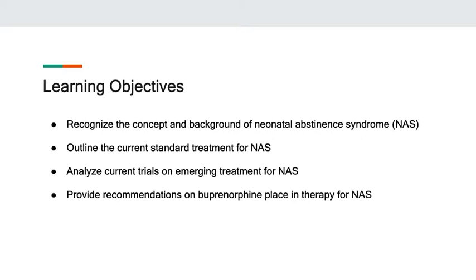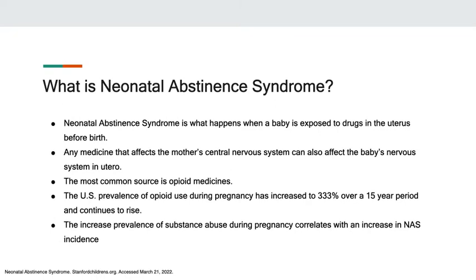So one may ask, what is neonatal abstinence syndrome? So let's give you a little background information on that. Neonatal abstinence syndrome is what happens when a baby is exposed to drugs in utero before birth. Any medicine that affects the mother's central nervous system can also have an effect on the baby's nervous system in utero. The most common source of neonatal abstinence syndrome is opioid medication use.